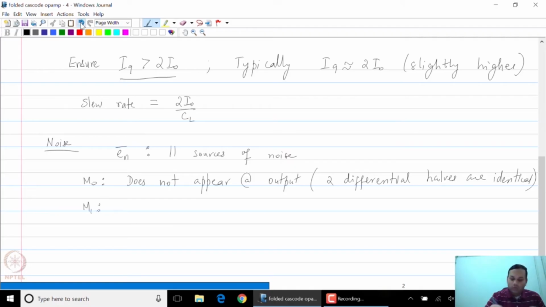What about M1 and M2? Of course, the noise of M1 and M2 follow the exact same path as the signal and do appear at the output. And similarly, noise of M9 and M10 do appear at the output. What about noise of M3 and M4? At low frequencies, they do not produce noise.